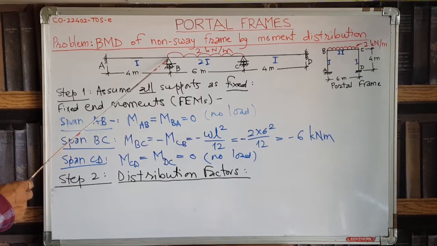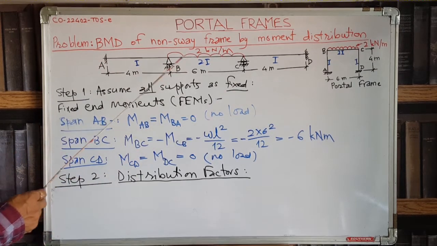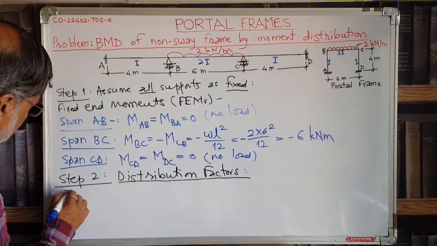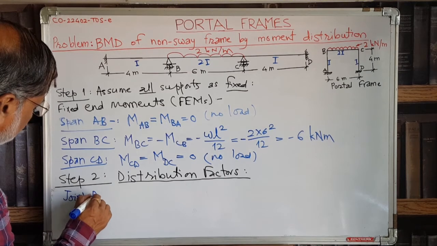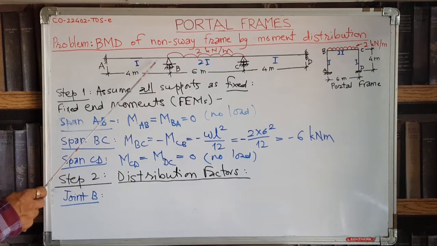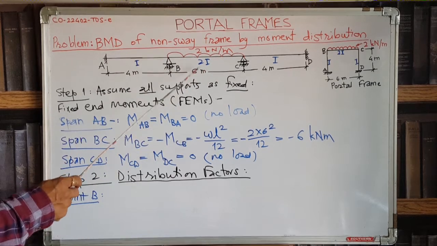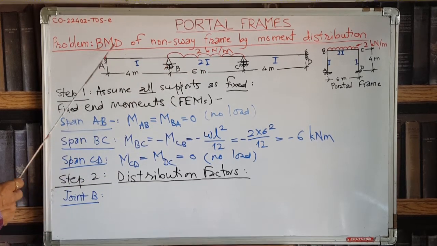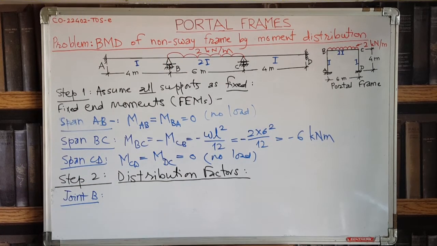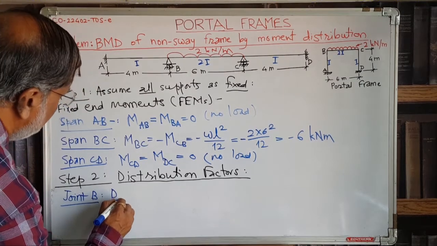So joint is a point at which 2 or more members are meeting. So in this ABCD, B and C are joints. So we will consider first joint B. At B, there are 2 beams meeting, BA and BC. So if a moment is applied at B, how much of it will be transferred to BA and how much to BC will be decided by this distribution factor.